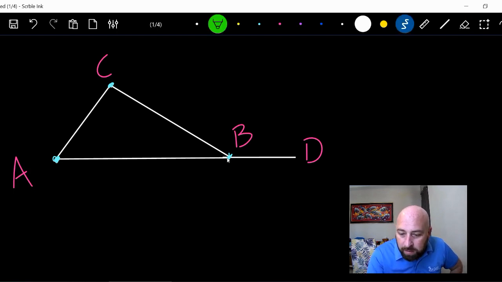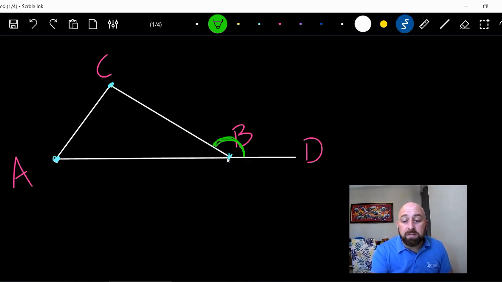Notice what I made right here. I made another angle outside. Now that's an obtuse angle. And if you notice, there's one inside, an interior angle there. So B is technically an interior angle, and B could also be an exterior, because look, I got CBD. CBD is an angle.